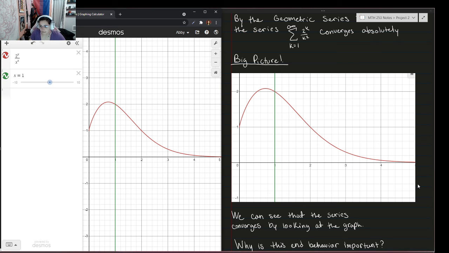So hopefully all of this practice with convergence and divergence will help us as we move on to the power series.